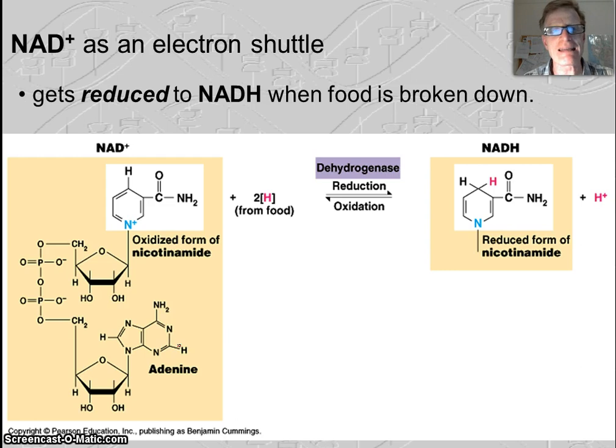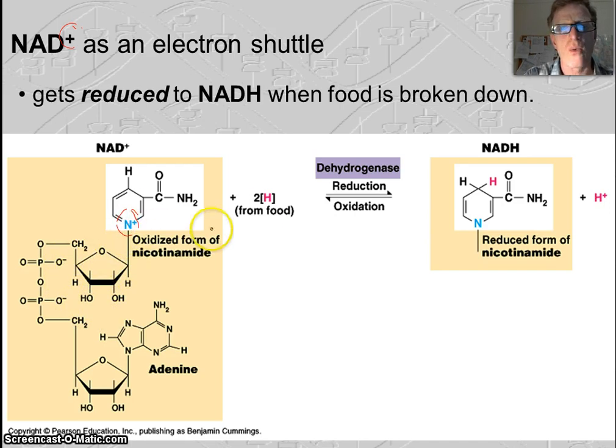So NAD is an electron shuttle. You can notice it's got a positive charge. What does that mean? That means it's missing an electron, right? It's one electron short. So you can see it's got the adenine and it's got the ribose and the adenine, so it's very similar to ATP, and it's got this unit here, and it's got this nitrogen here with the positive charge.